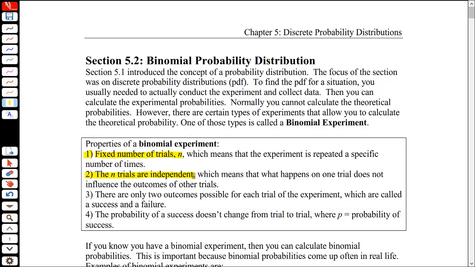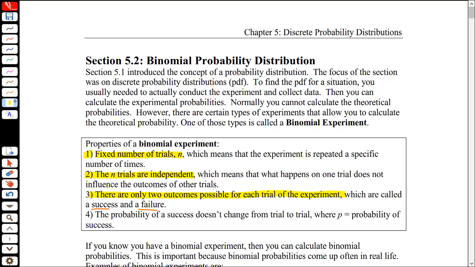The third criteria is that there are 2 possible outcomes for each experiment. Now we're going to call these success and failure, but that doesn't imply anything about being good or bad. It just means that there's 2 possible outcomes, and we just need to label them. So if I'm flipping a coin, I could call them heads and tails instead. Success and failure are just a default way to refer to the 2 outcomes.